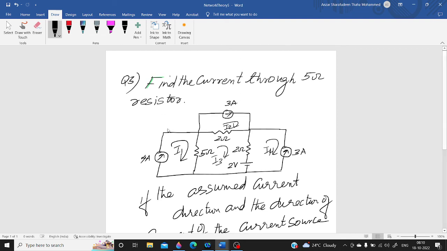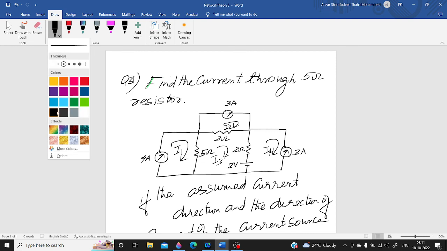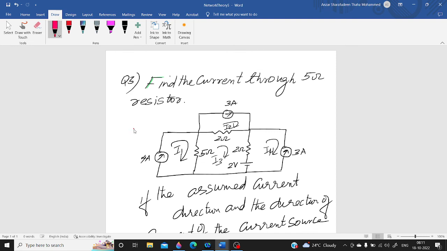So if that is the case, what about I1? The I1 mesh current and the 4 ampere current source direction are both the same. So I1 is equal to 4 ampere. And I2 we are taking in the clockwise direction, so I2 is equal to 3 ampere, the same as the current direction of the current source.